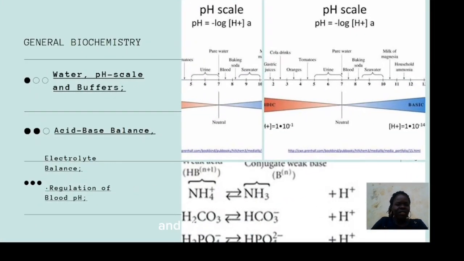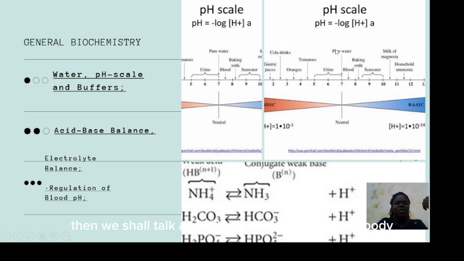And other topics are water, pH scale and buffers. We shall talk about water, like the importance of water, the chemical formula of water, the properties of water. And then in one of the properties, it will relate you to pH. And then we shall talk about the pH scale. We shall describe it for you just like you're seeing in those diagrams.